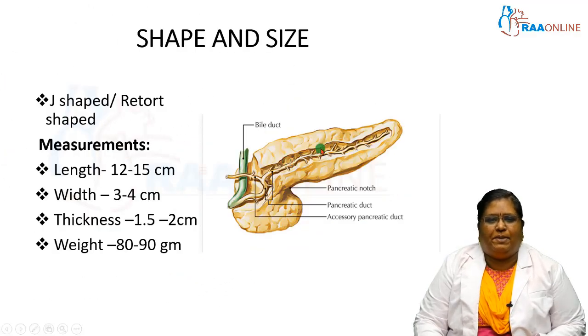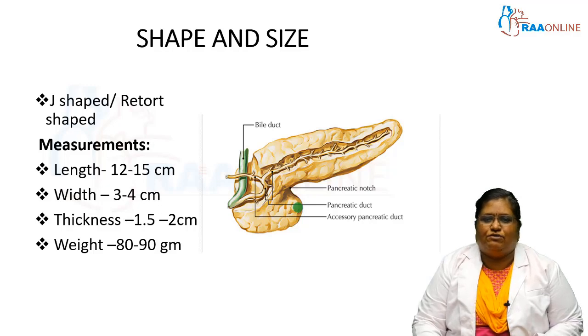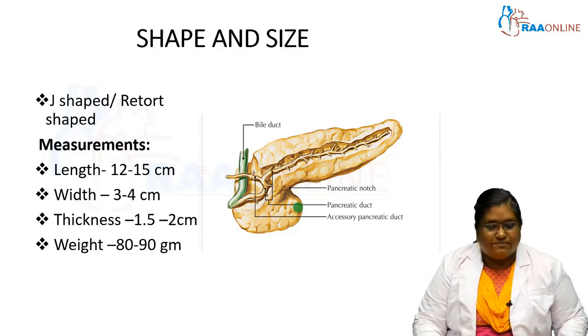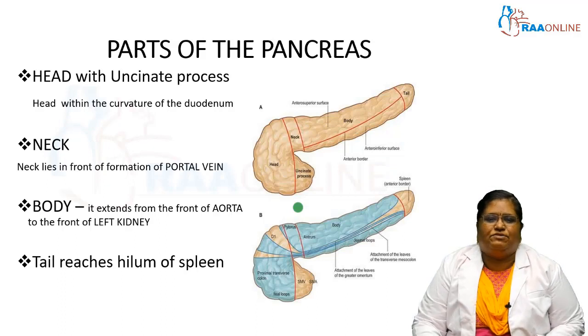What is the shape of the pancreas? It is a J-shaped or retort shape. The length is about 12 to 15 centimeters, the width is 3 to 4 centimeters, the thickness is about 1.5 to 2 centimeters, and the weight of the pancreas is about 80 to 90 grams.